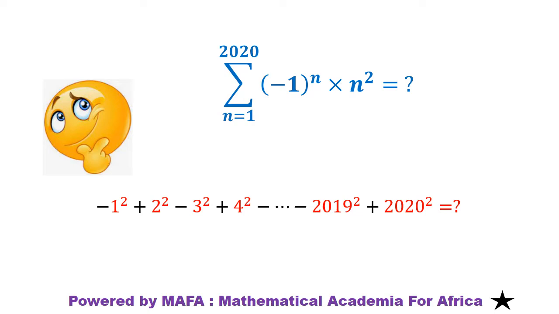This sum tends to be an alternating sum of squares, so we can rewrite the sum as negative 1 squared plus 2 squared minus 3 squared plus 4 squared right up to 2020 squared. So we discovered that if n is an odd number, we have a negative sign in front of the term. If it is an even number, we have a positive sign in front of the term.